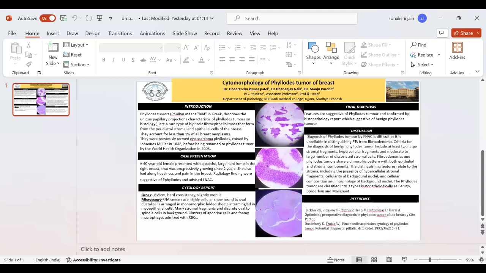So how does this cytological diagnosis contribute to clinical management? Sorry, ma'am. How does the cytological diagnosis help in the clinical management? Especially, apart from phyllodes, what is the other fibroepithelial tumor which we have difficulty to distinguish from?